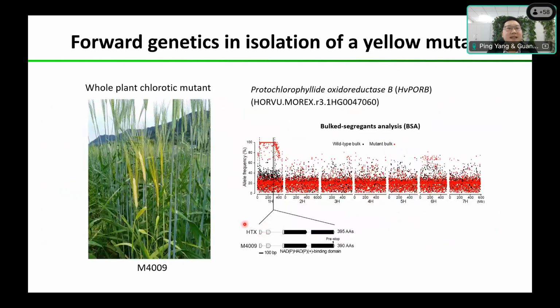Once we identified the mutants, we would like to clone these genes by the forward genetic approach. For instance, this is the first story I mentioned before. This mutant shows a chlorotic phenotype. In collaboration with Martin Mascher, we used bulked segregant analysis and finally identified this gene. This gene was published and reported before, but at least the principle we used works.